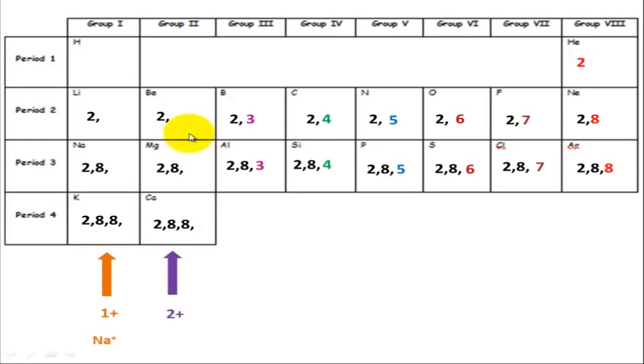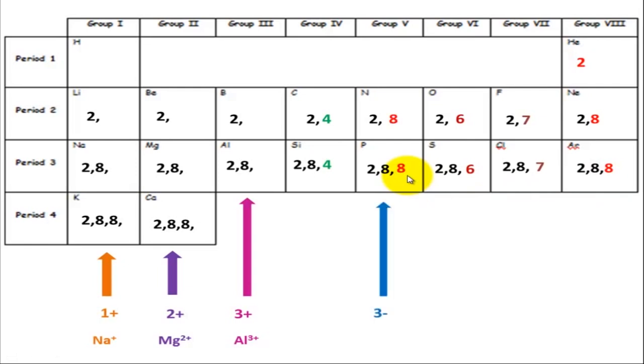Group 3, they lose 3 electrons. So what's the net charge on them? 3 plus. That's the oxidation number. And then the ion becomes aluminium ion. So let's go to group 5. What happens? It gains 3, because if it gains 3, it has an electron configuration of 3 negative. So we have phosphorus ion, P to the power of 3 negative.